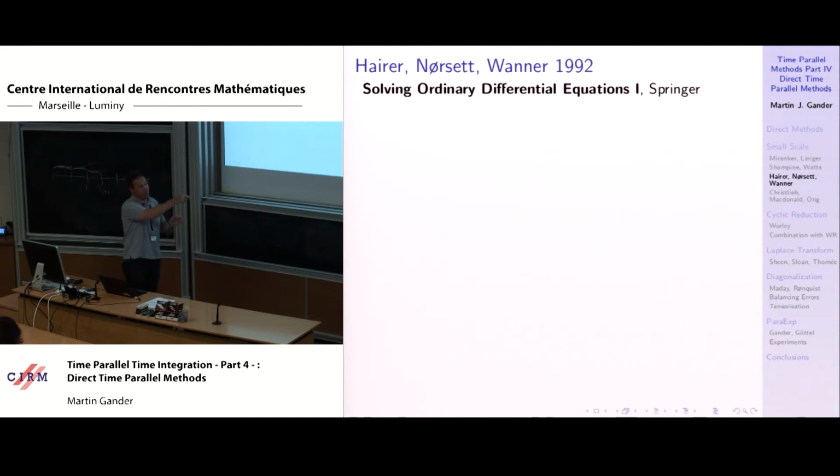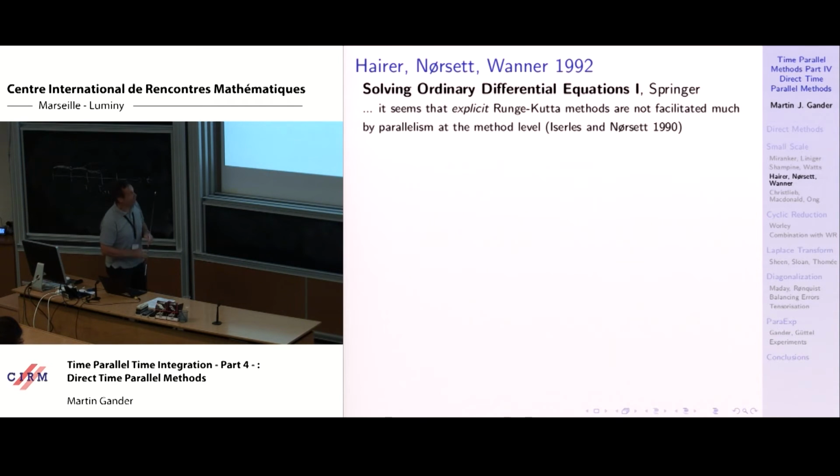So when I started working on these time parallel methods, I also talked to Ernst, and he said, you should look in our book. We also have methods that are time parallel. So I looked, and I found a few quotes that are really funny. They have quotes in their books. The first one is: it seems that explicit Runge-Kutta methods are not facilitated much by parallelism at the method level. That's by Iserles and Nørsett in 1990.